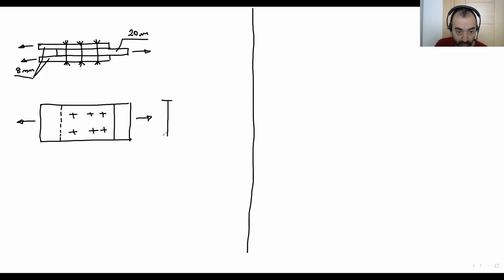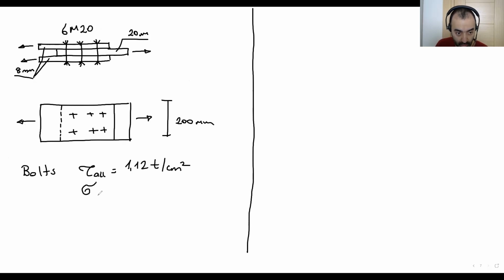The width of the plate is 100 millimeter. And what we have is 6 M20 bolts. The allowable stress for steel.